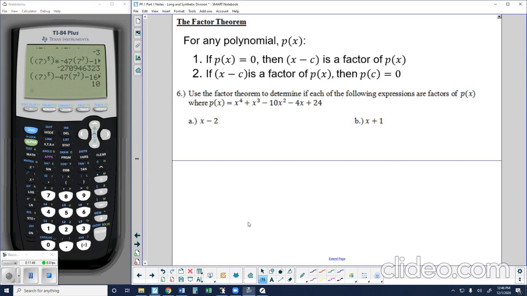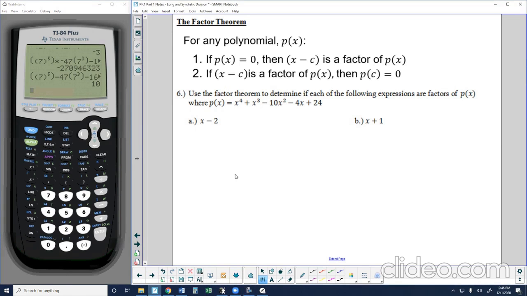I actually discussed the factor theorem in the first video, but I didn't really put it down into formal writing. So for any polynomial p of x, if p of x equals 0, then x minus c is a factor of p of x. Basically, if x minus c divides a polynomial evenly, it's a factor. If it doesn't, then it's not a factor.